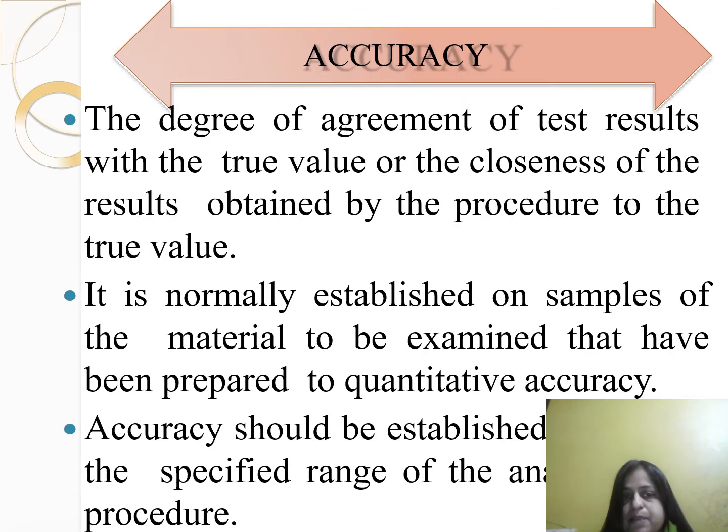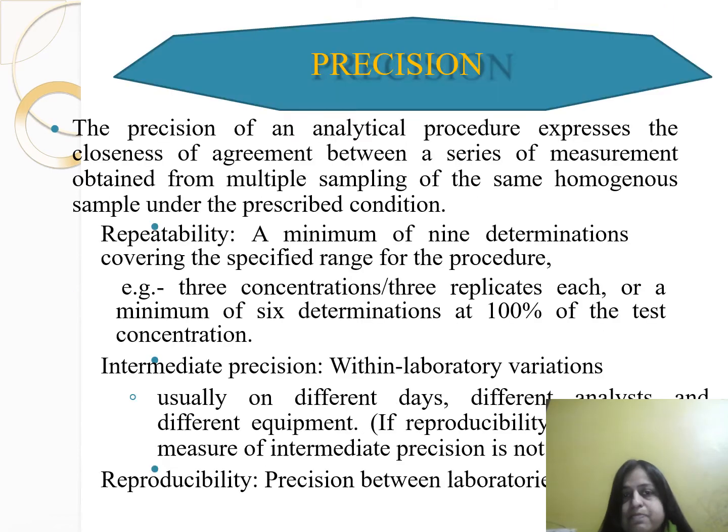and robustness. Accuracy is the degree of agreement of the test result with the true value, or the closeness of the result obtained by the procedure to the true value. How accurate the results are is to be tested. It is normally established on samples of the material to be examined that have been prepared for quantitative accuracy. Accuracy should be established according to the specified range of the analytical procedure.